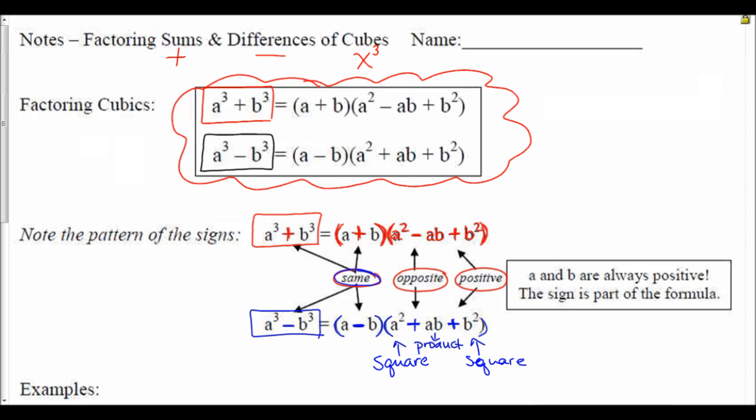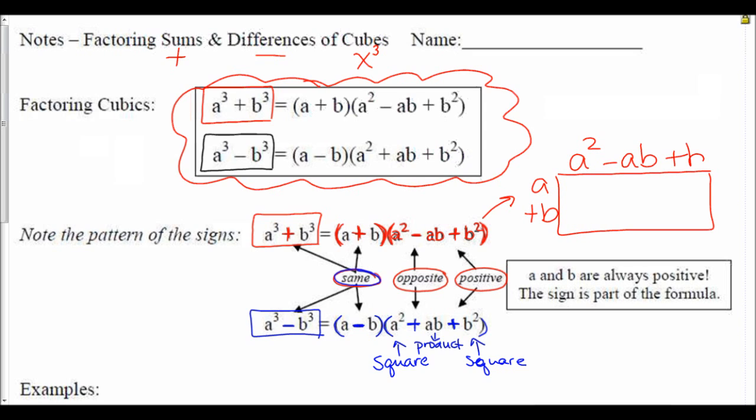So where did this formula come from? Well, we'll do some division later on and see where it comes from. But let's just prove right now that if I did this backwards, so rather than factor, if I started out and found the product of the two terms, that it would give me back what I started with. If I took a plus b and I multiplied it by a squared minus ab plus b squared, then the product of those things should turn into, hopefully, a cubed plus b cubed.